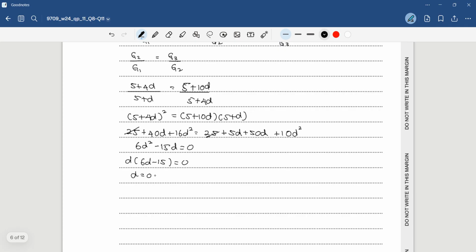Therefore, either d equal to 0 or d equal to 15 over 6. So dividing by 3, d is 5 over 2. So your d cannot be 0. So your d equal to 5 over 2.